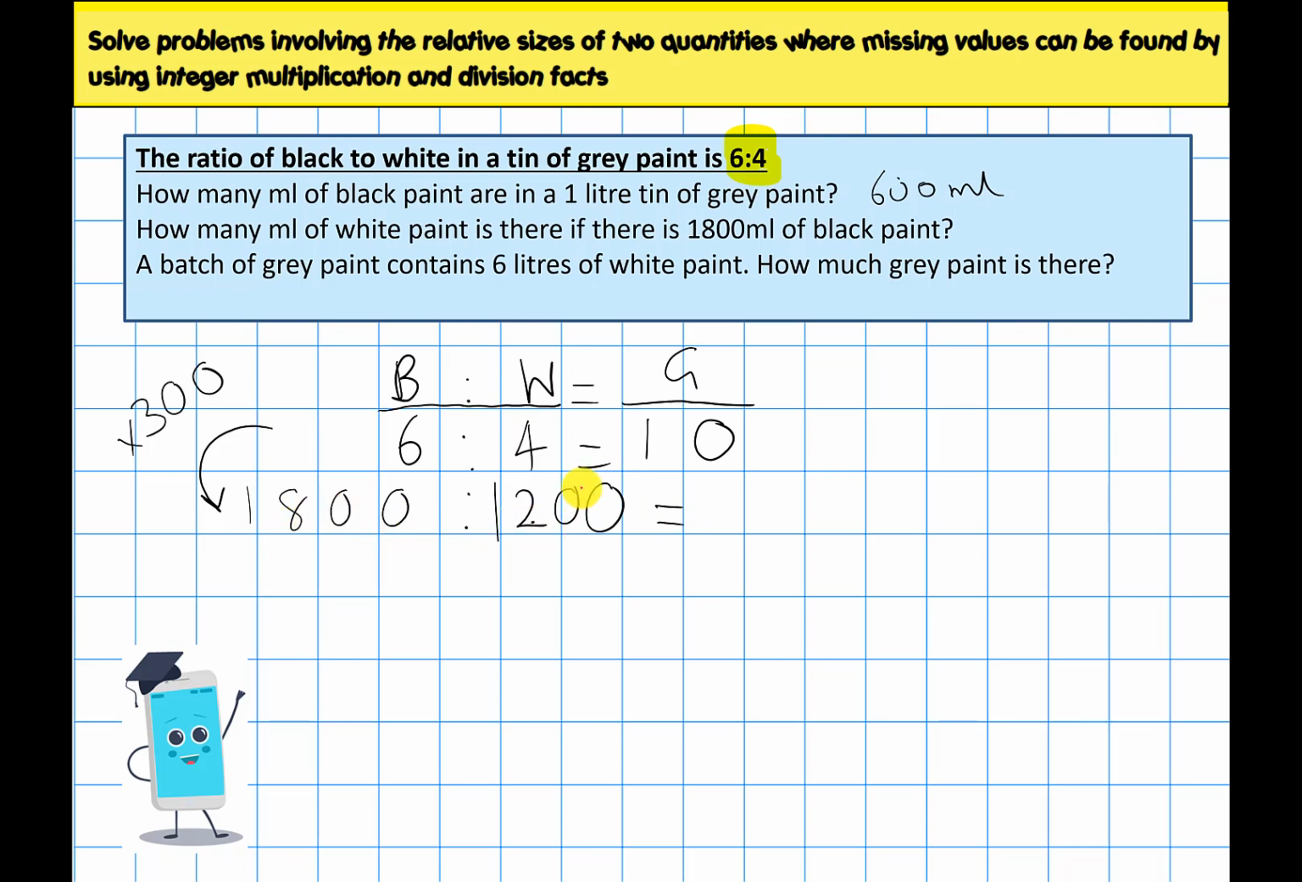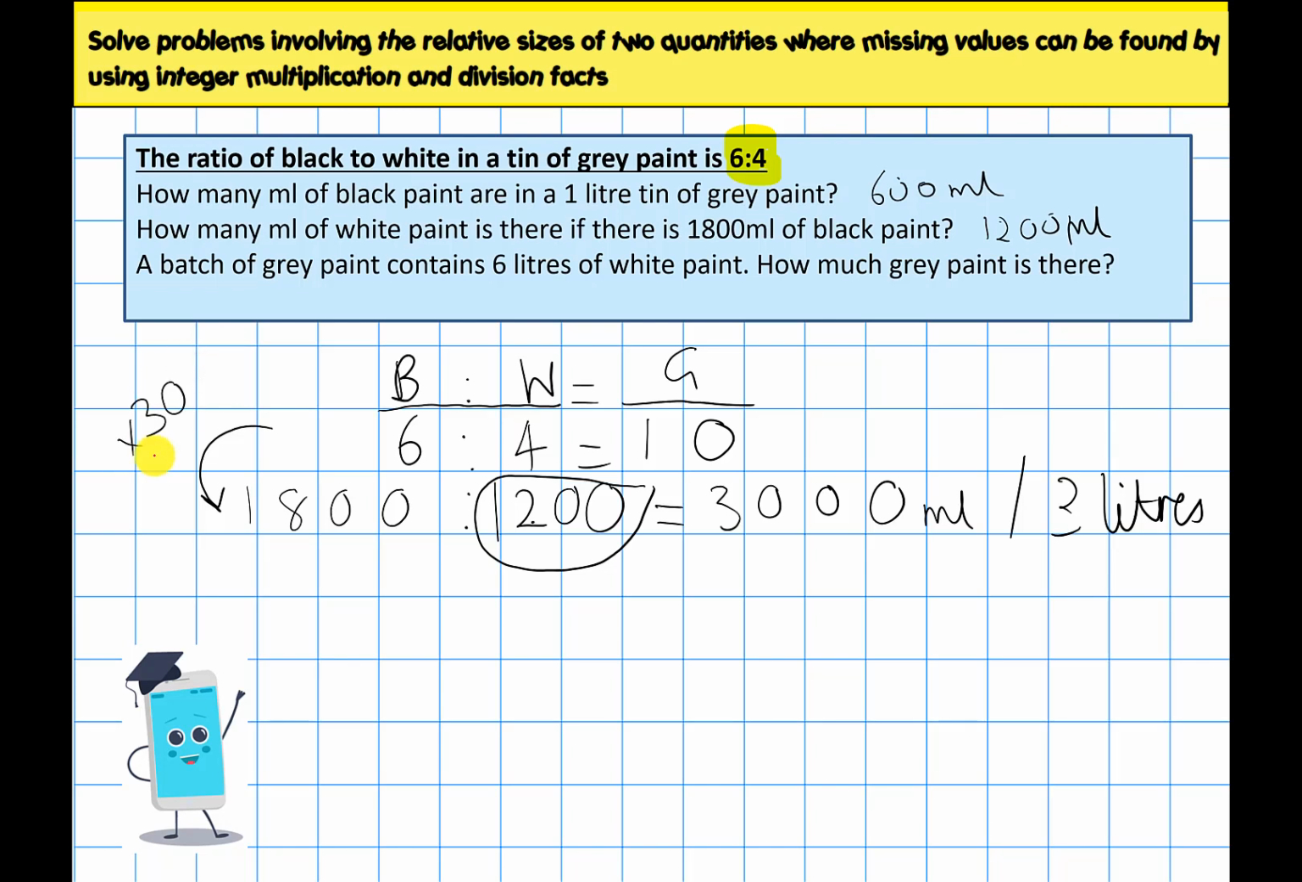And these would total to 3000 millilitres or 3 litres. My question is, how many millilitres of white paint is there? And there it is, it's 1200.